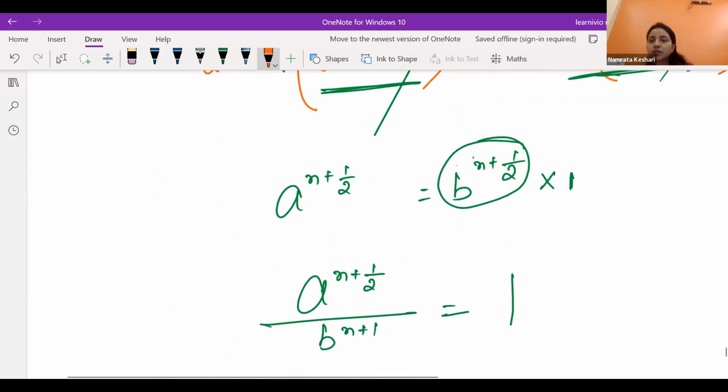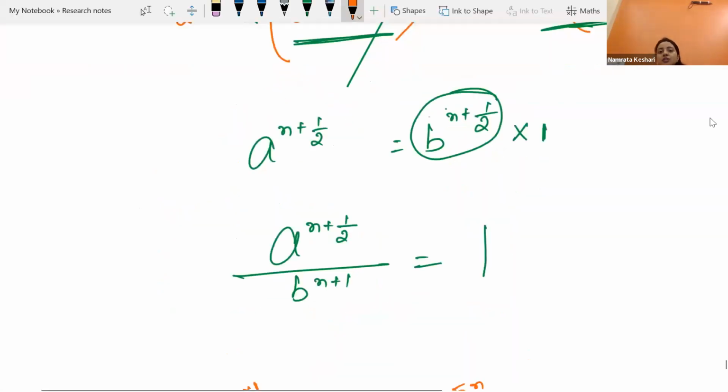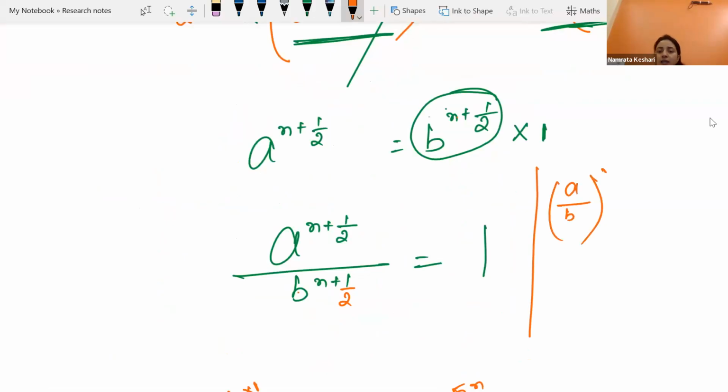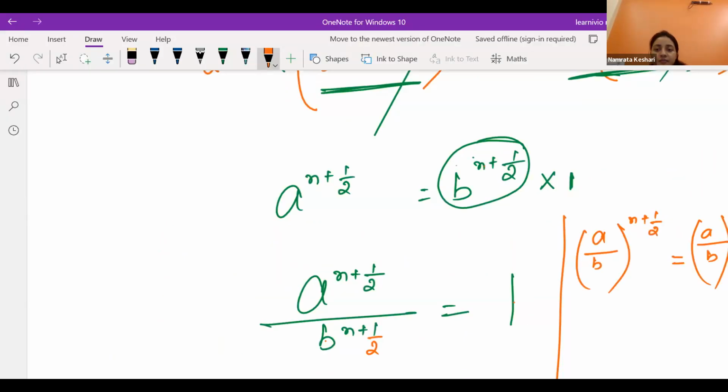Yes, ma'am. Here also we are using the same logic. What we are doing, we are taking this b in the denominator and b is having the same exponent. Now what we can do, we can write it as a by b. Both are having n plus 1 by 2 as an exponent, and on the other side we got 1. So can we say the other side will be a by b to the power 0? Can we say that? Yes, ma'am.